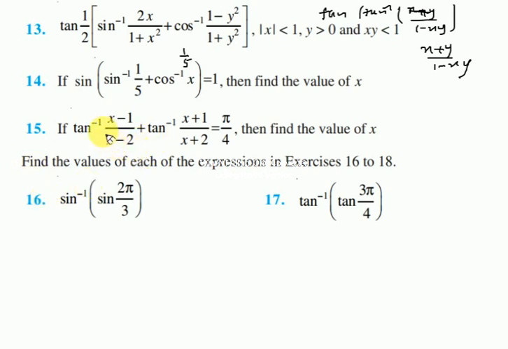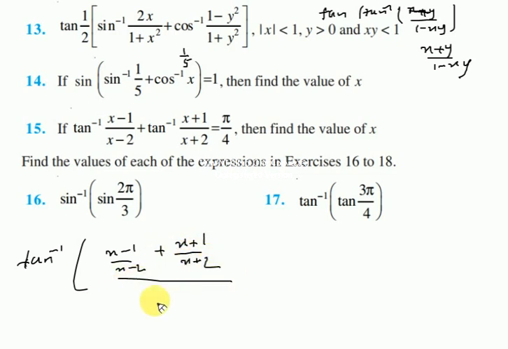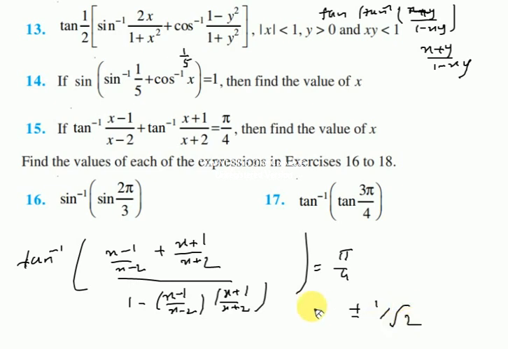So there again you need to use the tan inverse of x plus tan inverse of y form, that is tan inverse of (x plus y) divided by (1 minus xy), with x minus 1 divided by x minus 2 and x plus 1 divided by x plus 2, is equal to pi by 4. Otherwise, you can take the tan inverse to the right hand side. Tan pi by 4 will be 1. Here you need to take the LCM of x minus 2 and x plus 2, and simplify. Finally, you will get plus or minus 1 by root 2 as the answer.